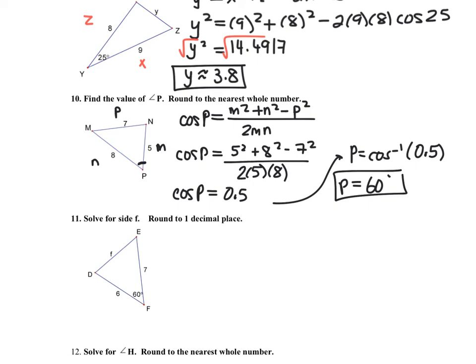Okay, so I want you to try 11 on your own. You're solving for side F. So write out the general formula you're going to use based on triangle DEF, plug everything in, and solve for F. Then come back to the video and check your answer.